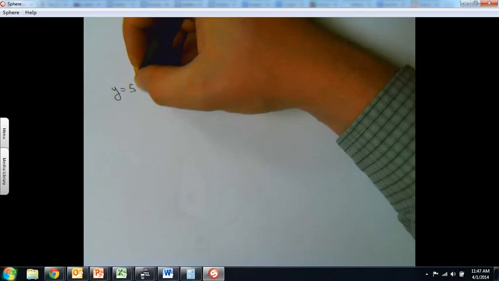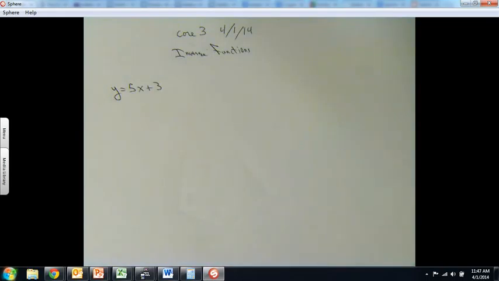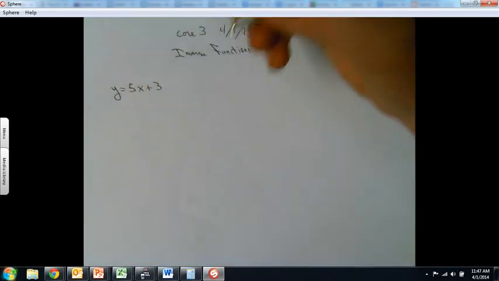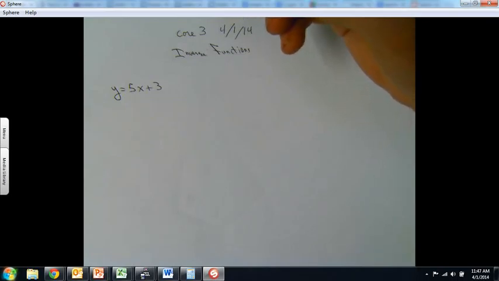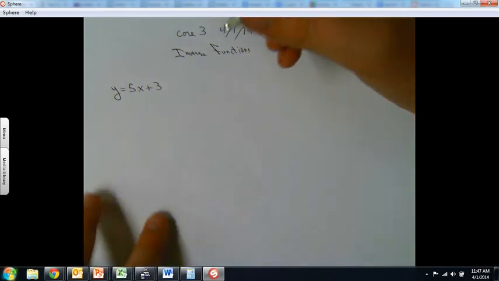So I'm going to pick a couple random numbers. This is the equation I used in class, 5 and 3 for m and b. Now, if this is my function, I want to find my inverse function. There are two steps to this. Step number 1 is to swap the x and the y. Step number 2 is to solve for y.